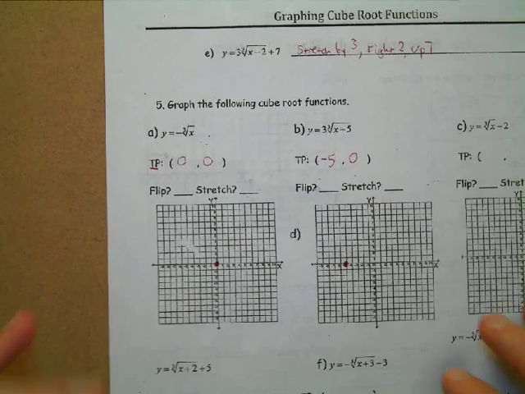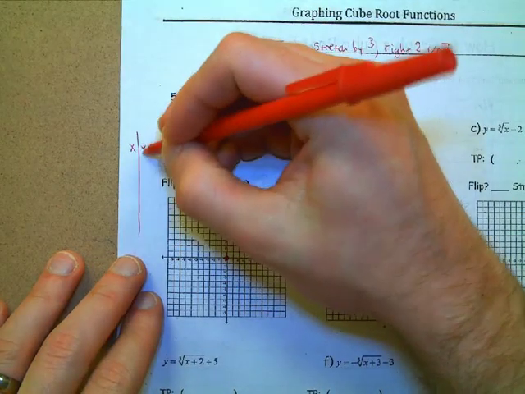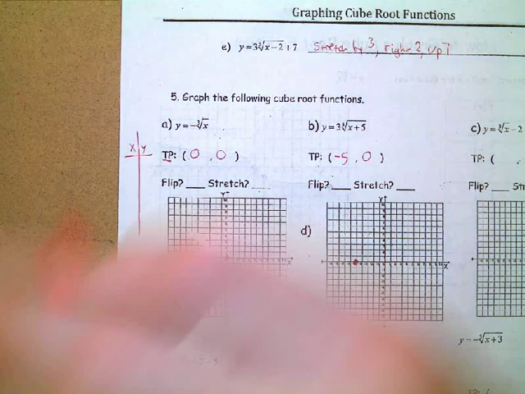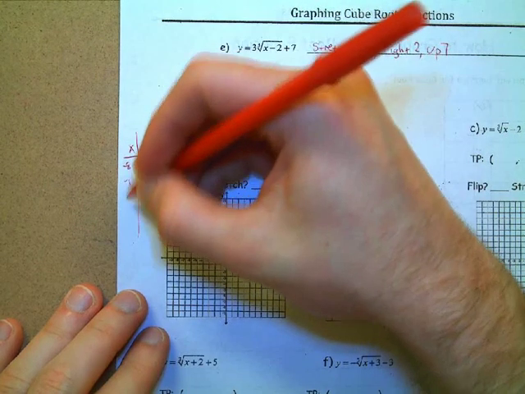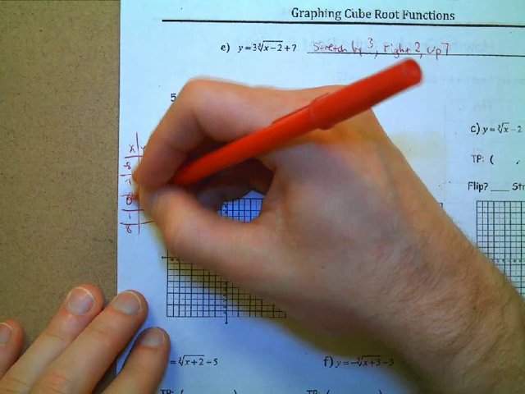Okay, so let's continue with this one though. Back to this one here. We're not shifted left or right, up or down at all. So we can go ahead and reuse those same perfect cubes that we know. So negative 8, negative 1, 0, 1, and 8.